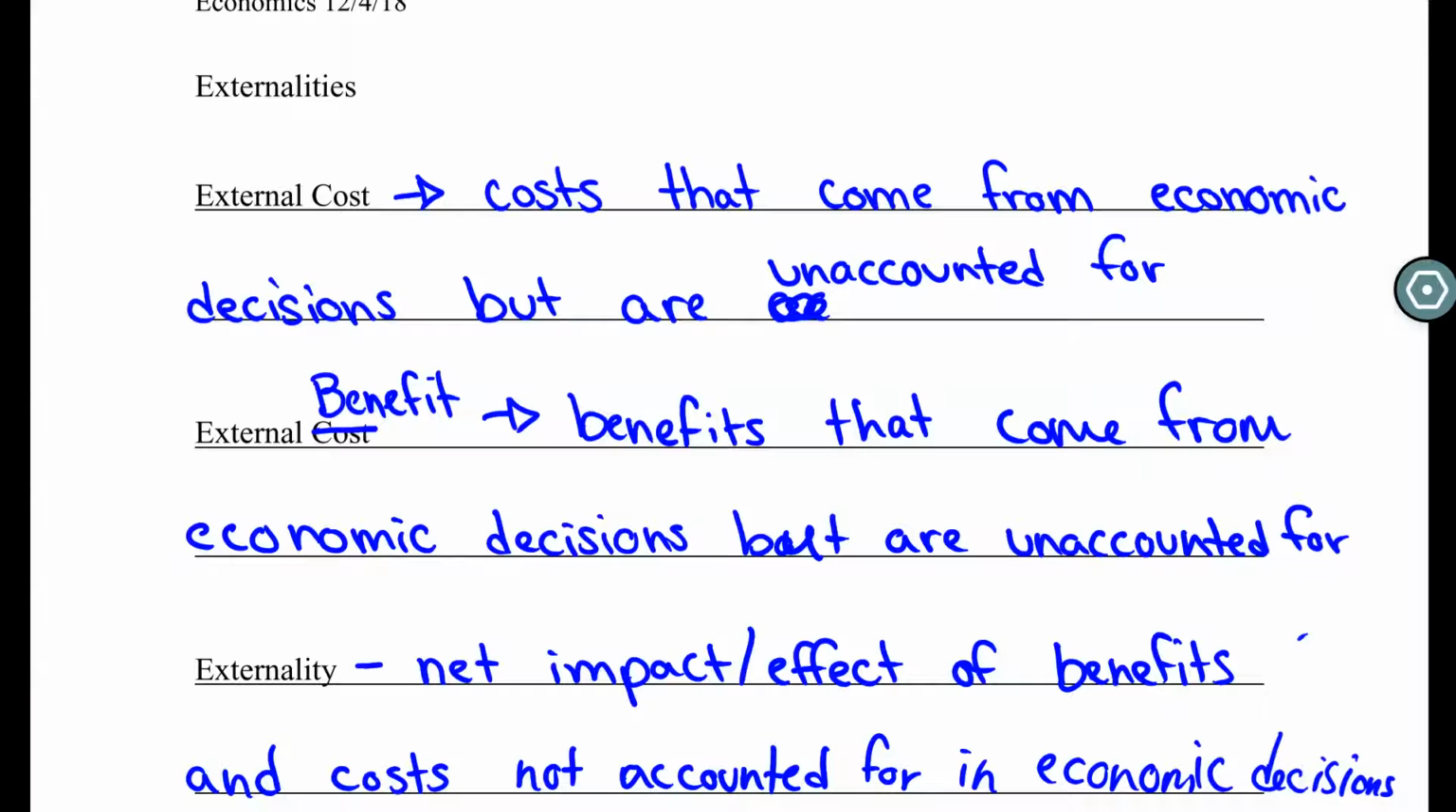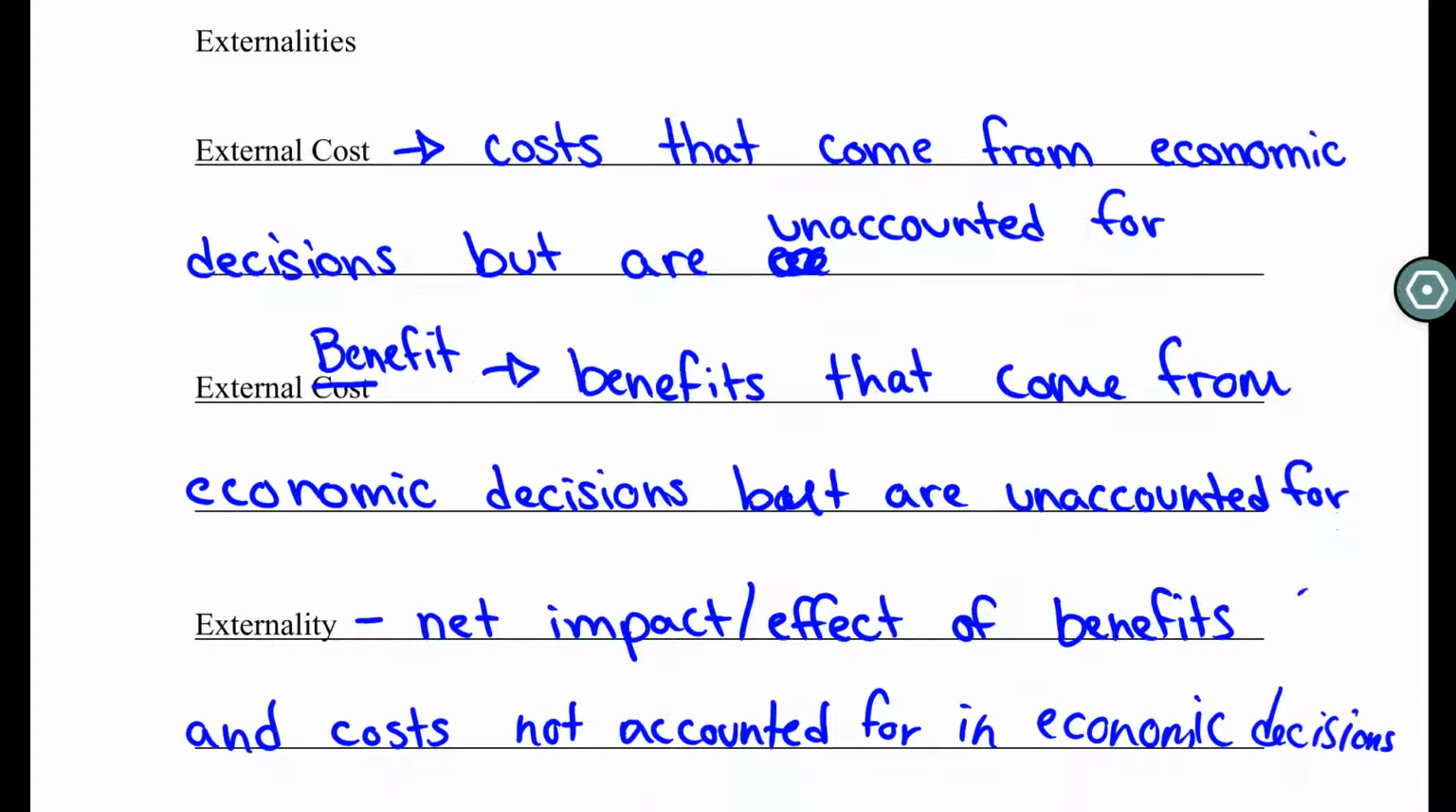Today we're going to look at externalities, which are really like the side effects of the market. So all economic interactions are going to have some external cost, which is just a cost that's unaccounted for in our consumer supplier model, some side effect. And there are also going to be external benefits, so things that are unaccounted for that benefit us.